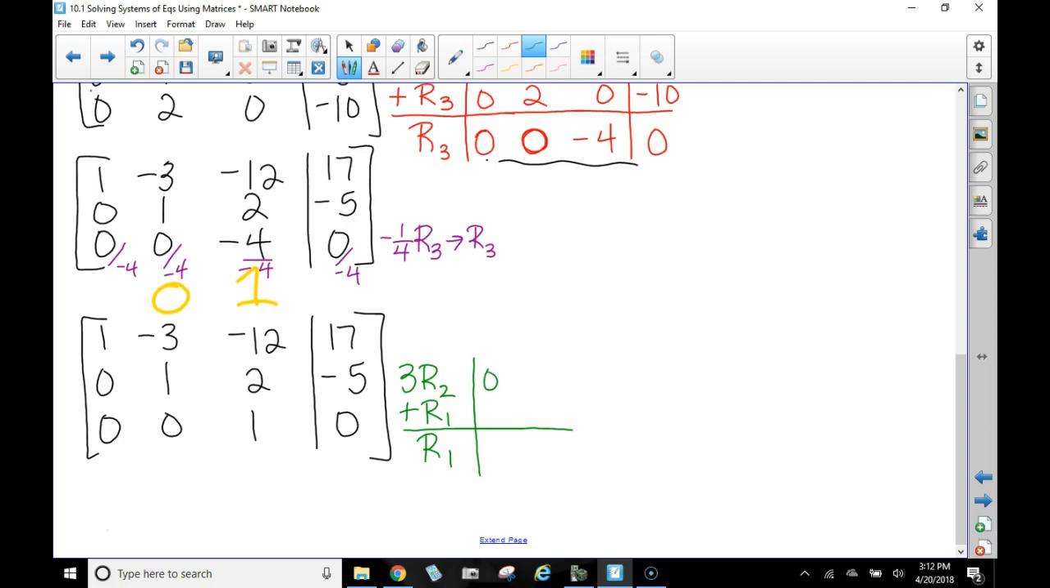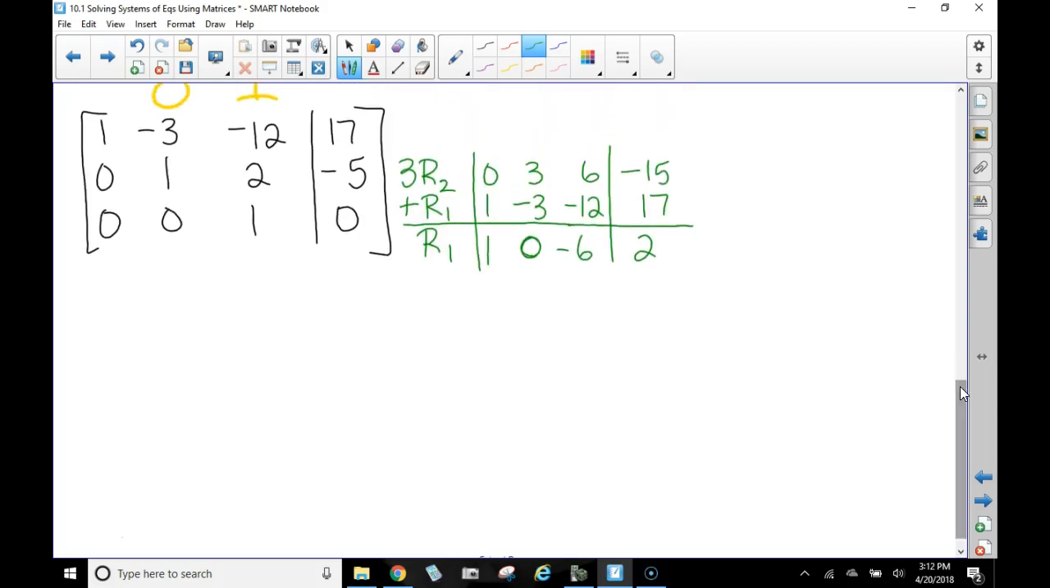0 times 3 is 0. 1 times 3 is 3. 2 times 3 is 6. 3 times -5 is a -15. Okay, there's 3 times row 2. Watch the magic that happens when I recopy row 1 and add those together. So 3 times row 2 added to row 1 gives me 1, a 0, -6, and 2. That's my new row 1.